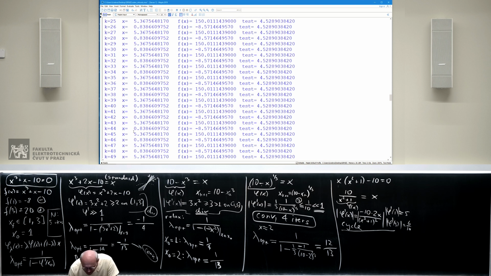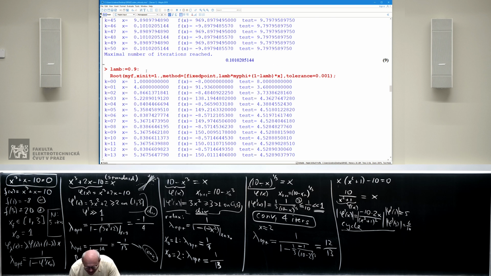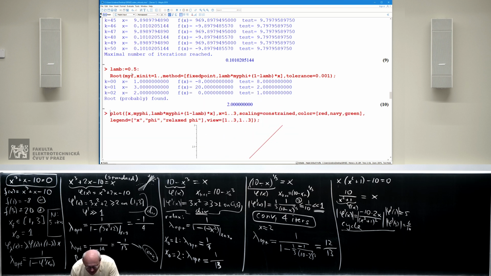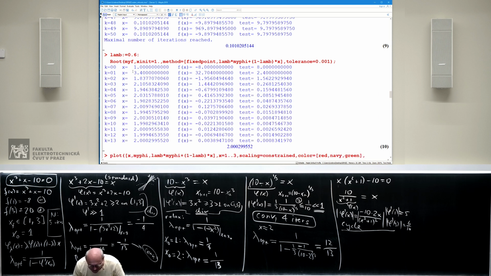How about 0.9? I don't like that. How about some more intensive relaxation, 0.5? Wow. Now, talk about luck. This is the winner, absolute winner. 2 iterations. What happens if I put 0.6? I still get convergence. So this is a rather aggressive relaxation, 0.5.